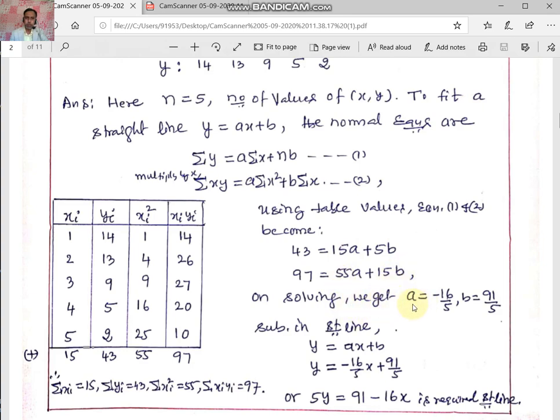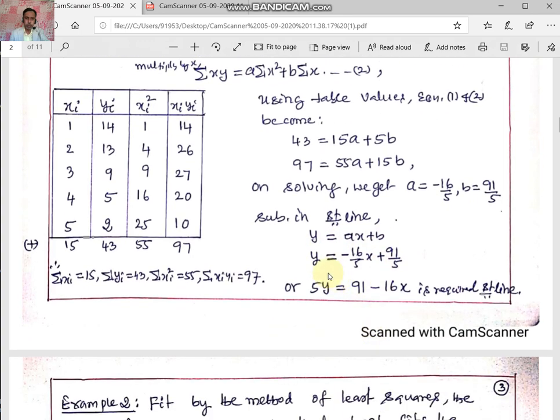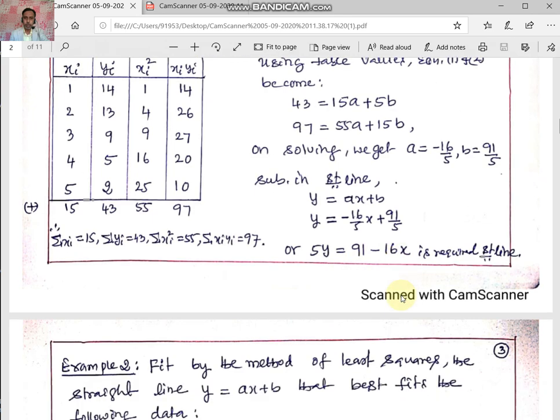We will find a equals minus 16 by 5 and b is 91 by 5. Substitute these in the given straight line y equals ax plus b. Therefore, y equals minus 16 by 5 x plus 91 by 5, or multiplying throughout by 5, 5y equals 91 minus 16x. This is the required straight line, the best fit of the straight line to the given data.